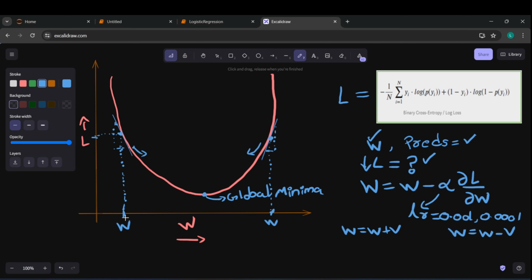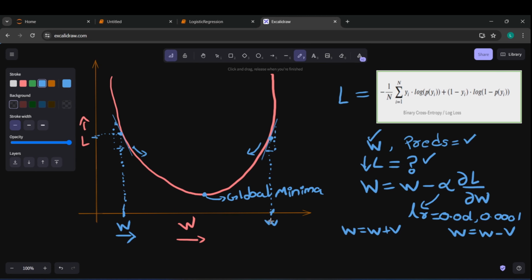Let's say the initial value of w is somewhere around here, and for this value of w, let's say the loss value is somewhere around here. Now we need to reduce this loss value. From this graph, it is clear that the loss value is minimum at this single point, which is called the global minima. Now we are at this point in this curve and we need to move this point to the global minima. To do that, we need to move towards the right, which means we need to add some value to this w so that the loss reduces and this point reaches the global minima.